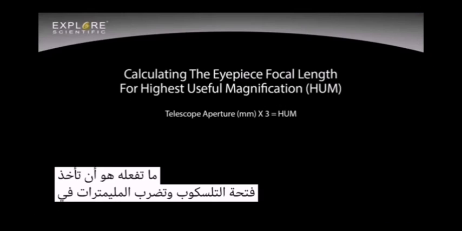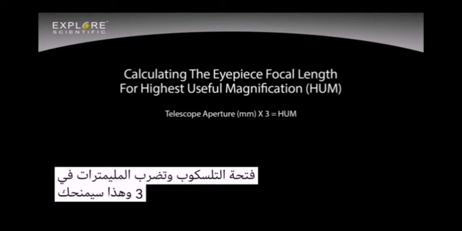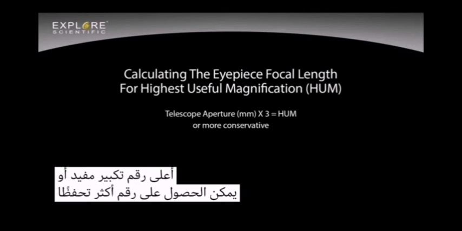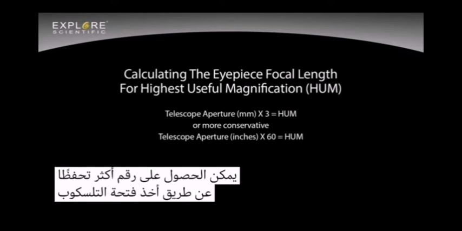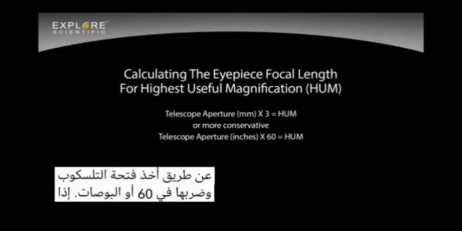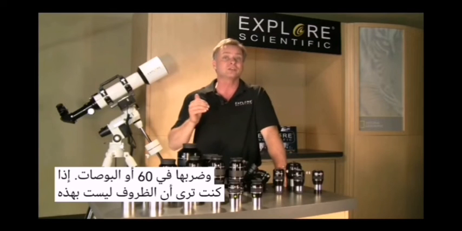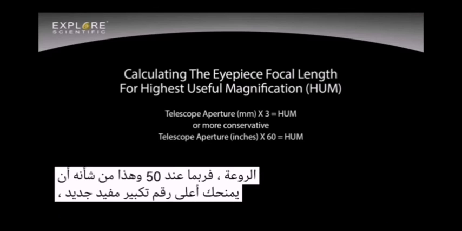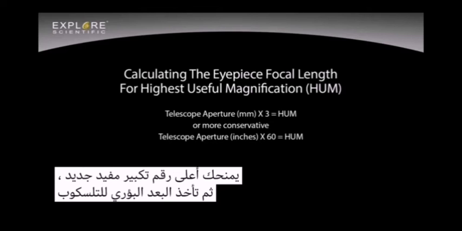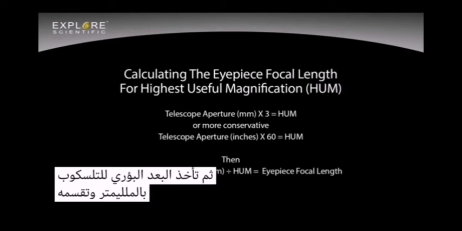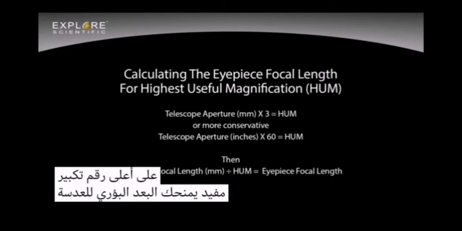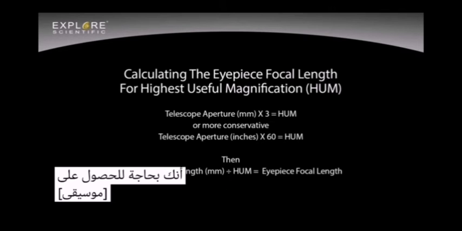What you do is you take the telescope aperture in millimeters, multiply by 3, and that'll give you the highest useful magnification number. Or a more conservative number could be brought about by taking the telescope aperture in inches, multiplying it by 60, or if your seeing conditions are not that great, maybe by 50, and that would give you the new highest useful magnification number. Then you take the telescope focal length in millimeters and you divide it by the highest useful magnification number. That will give you the eyepiece focal length that you need to get.